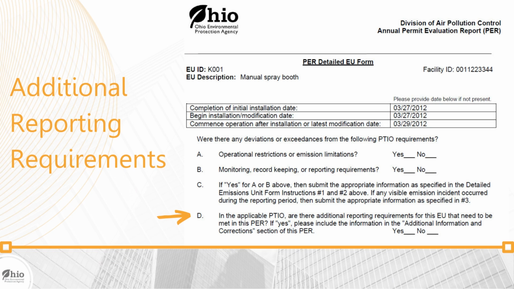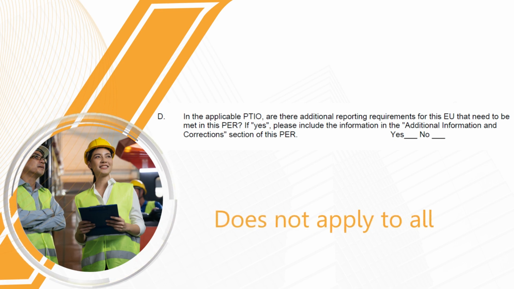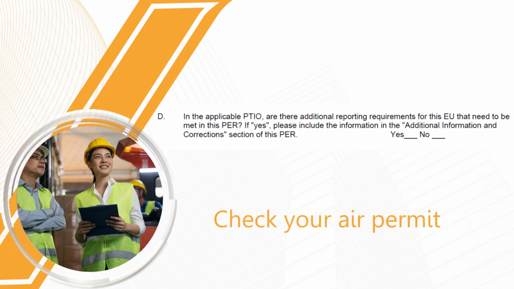Finally, question D asks about any additional information that you're required to include in your PER that is not covered in questions A or B. This is specific to each facility, and not every permit will have additional information that's required. You can review the miscellaneous requirements section of your air permit to see if you have any additional PER information requirements.